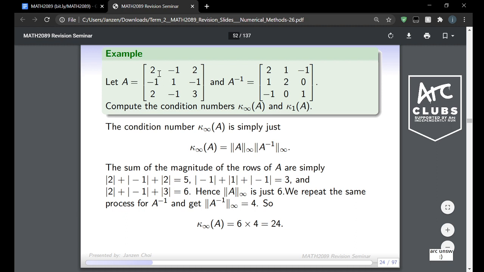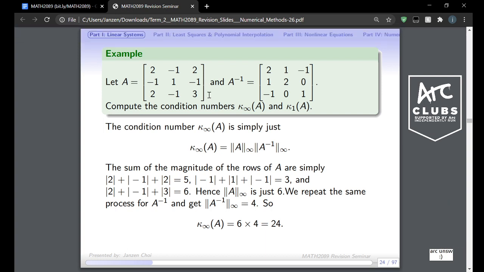So here, first row is 5, second row is 3, third row is 6, so we choose the third row as the sum of the absolute values of the third row for the infinity norm of the matrix A. And we do the same thing for the inverse A, and we'll get 4. So again, the infinity condition number of matrix A would just be the product of 6 and 4, which is 24. And we basically just do the same thing for K1, except for the columns.